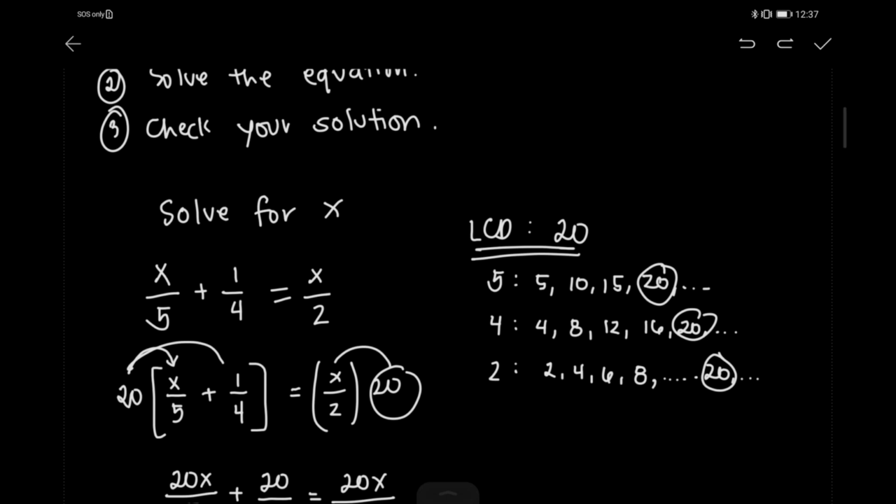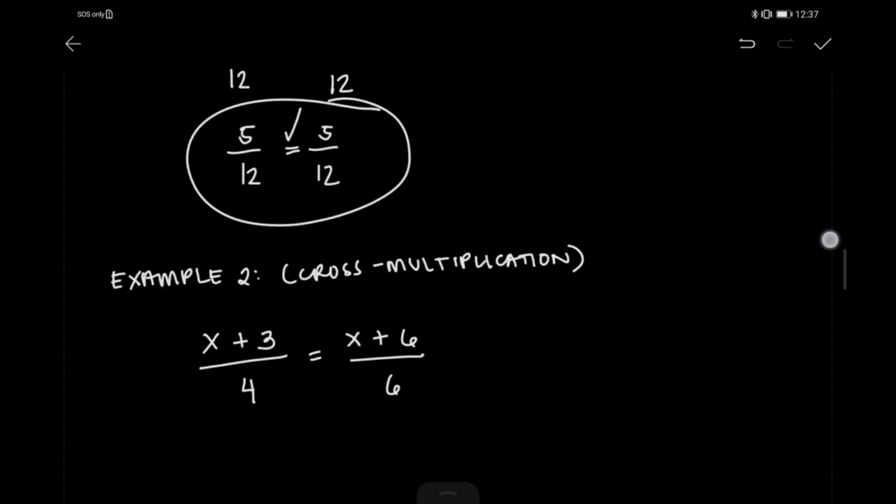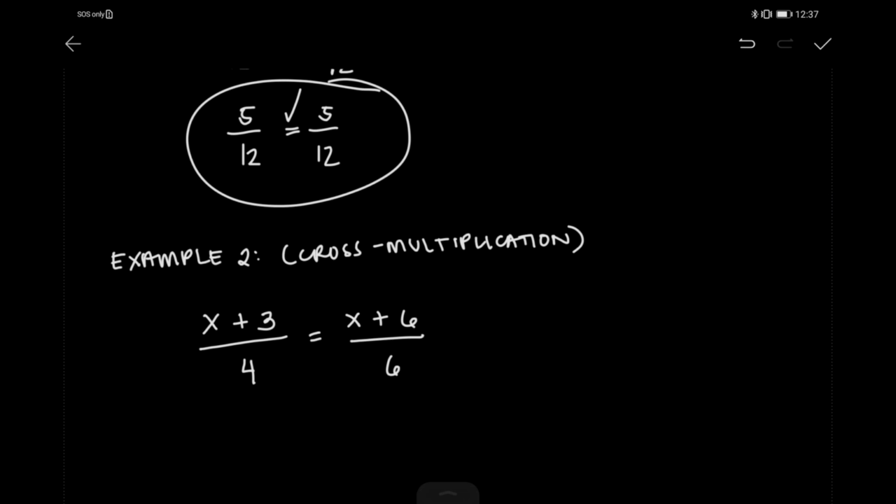In this kind of problem, where we have two rational expressions, the best method that we can use is with the use of our LCD. But if we encounter a rational equation where we have a single rational expression on one side and a single rational expression on the other side, the best method that we can use is cross multiplication. So meaning, we are going to multiply this to here and we're going to multiply this to here. Okay? So let us do the first step.